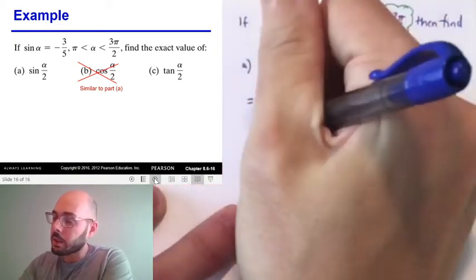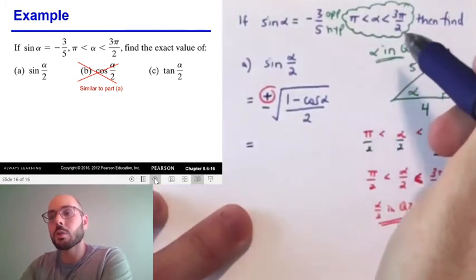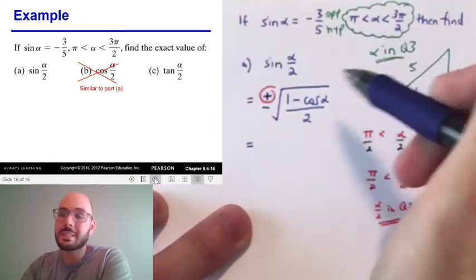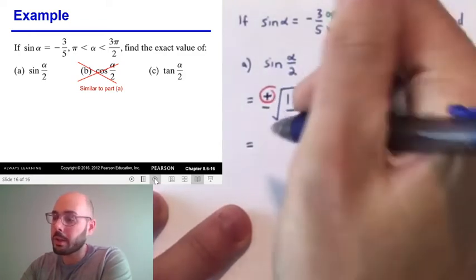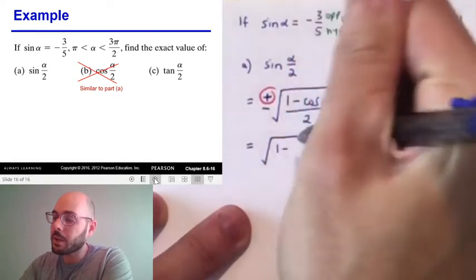All right, so don't forget to check that. A lot of us will just look at the quadrant that alpha is in, but that's not what we're asked about. Alpha over 2 is what we're asked about. So that's going to be positive. And now we can fill in the rest of this.